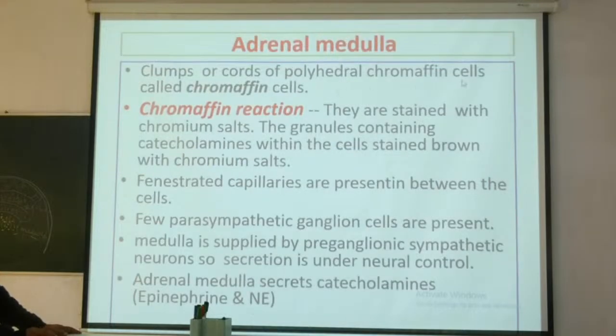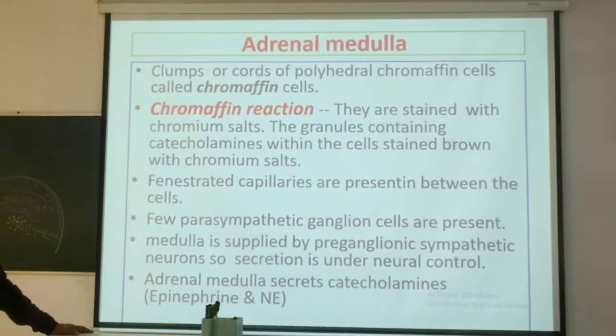Clumps of cords of polyhedral chromaffin cells, called chromaffin cells. Chromaffin reaction: they are stained with chromium salts. The granules containing catecholamines within the cell stain brown with chromium salts. Norepinephrine and epinephrine are what we call catecholamines. Why? Chemically they have a ring, the catechol ring, and as it is an amine in nature, we call them catecholamines.